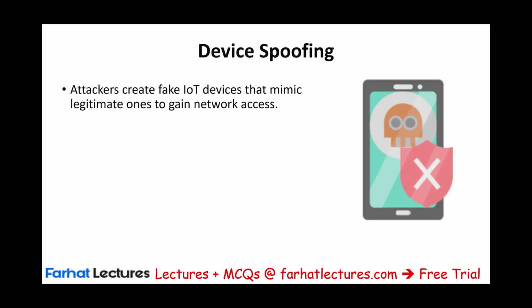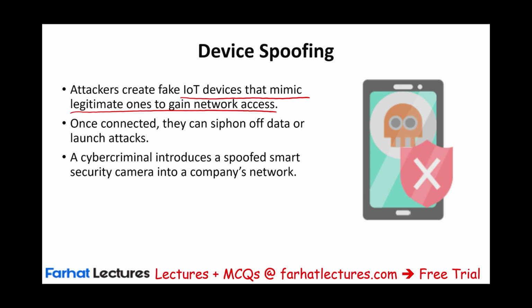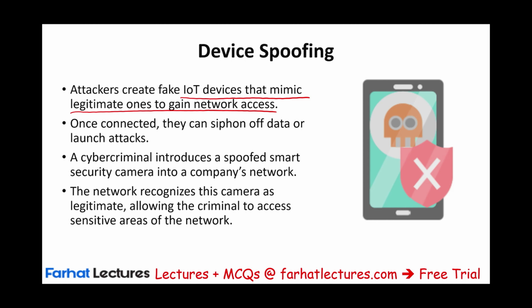Here the attacker creates fake IoT devices that mimic legitimate ones to gain access to the network. Once connected, they can take out the data or launch attacks. For example, a cyber criminal introduces a spoofed smart camera into the company's network. It looks legitimate. We think it's our camera. The network recognizes the camera as legitimate, allowing the criminal to access sensitive areas of the network.